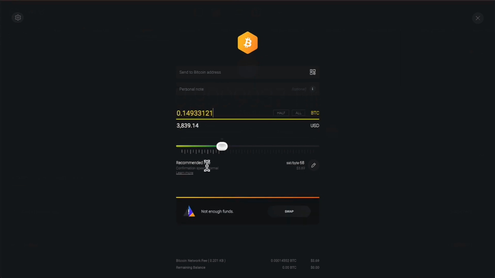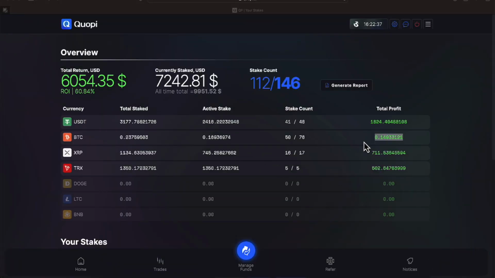We have received $3,839.14 profit of just Bitcoin. I copied the number, the decimal 149, and there it is right there, everyone. So 3,000 plus profit in Bitcoin, almost 2 grand profit in USDT, and we won't break down XRP and Tron, but that's a nice little amount for the time period we've been in it.